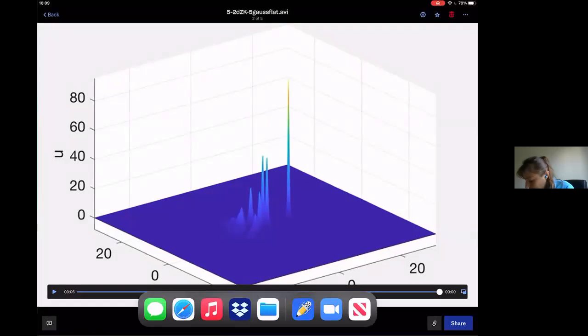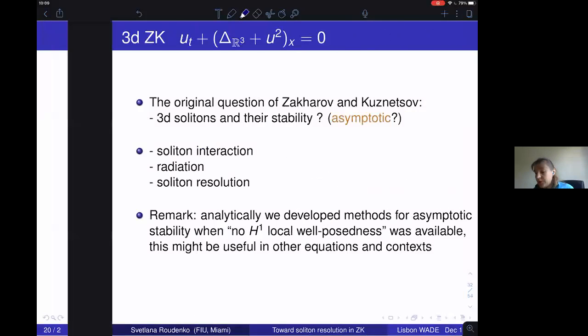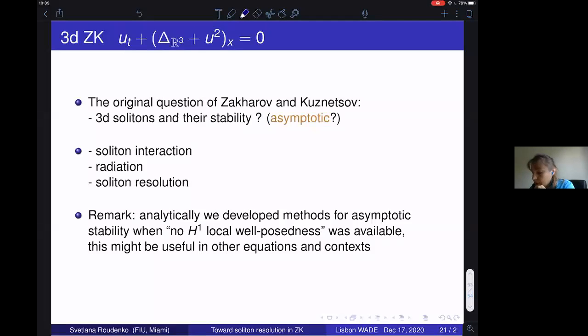Okay, so let's come back now to the 3D. In 3D, I'm considering the quadratic nonlinearity, so just the standard Zakharov-Kuznetsov equation. And going back to the question of stability, in particular the asymptotic stability, it's also interesting to investigate the soliton interaction, the radiation, and eventually the soliton resolution conjecture.